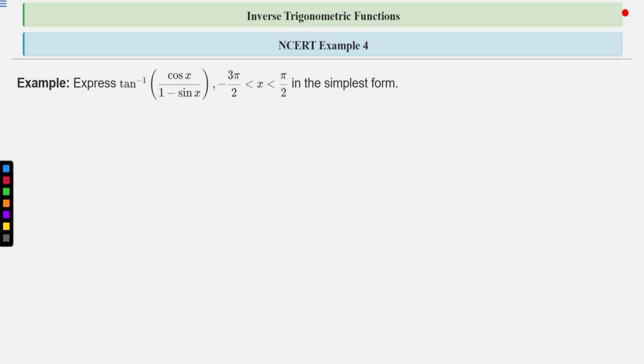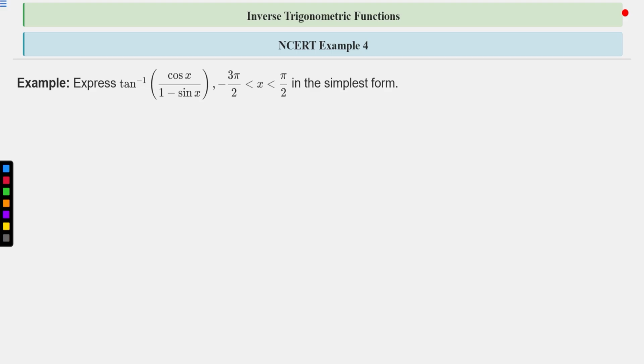tan inverse cos x upon 1 minus sin x, when x belongs to minus 3 pi by 2 to pi by 2, in the simplest form, right? You need to express tan inverse cos x upon 1 minus sin x when x belongs to minus 3 pi by 2 to pi by 2 in the simplest form, right? So how can you express this expression in the simplest form?